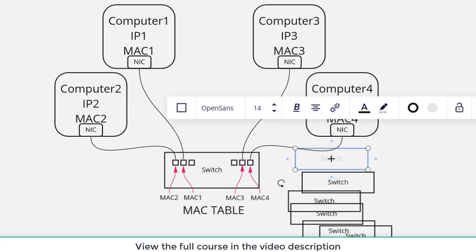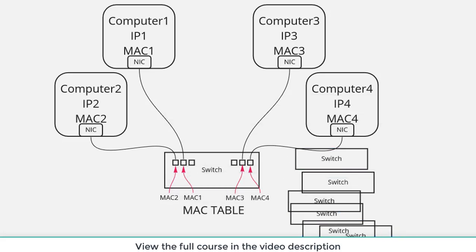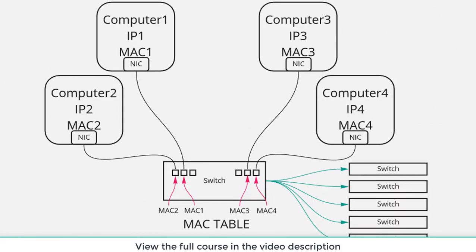And so the more switches that we connect, the more computers that we have in our layer 2 network, in our Ethernet network, the larger our MAC address tables start to get, the larger our broadcast domain becomes, right? So for example, let's think about an ARP request.